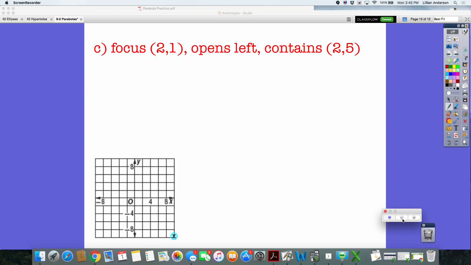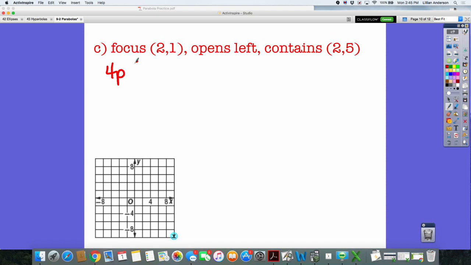Are we setting up a table for this? We are not setting up a table. But what we're going to do is use the fact that we know which way the parabola opens, and we're going to use that point to help us figure out a piece of information. If it opens to the left, does that mean our y's are squared or our x's are squared? It means our y's are squared. So the formula is y squared equals 4p times x minus h. Okay?